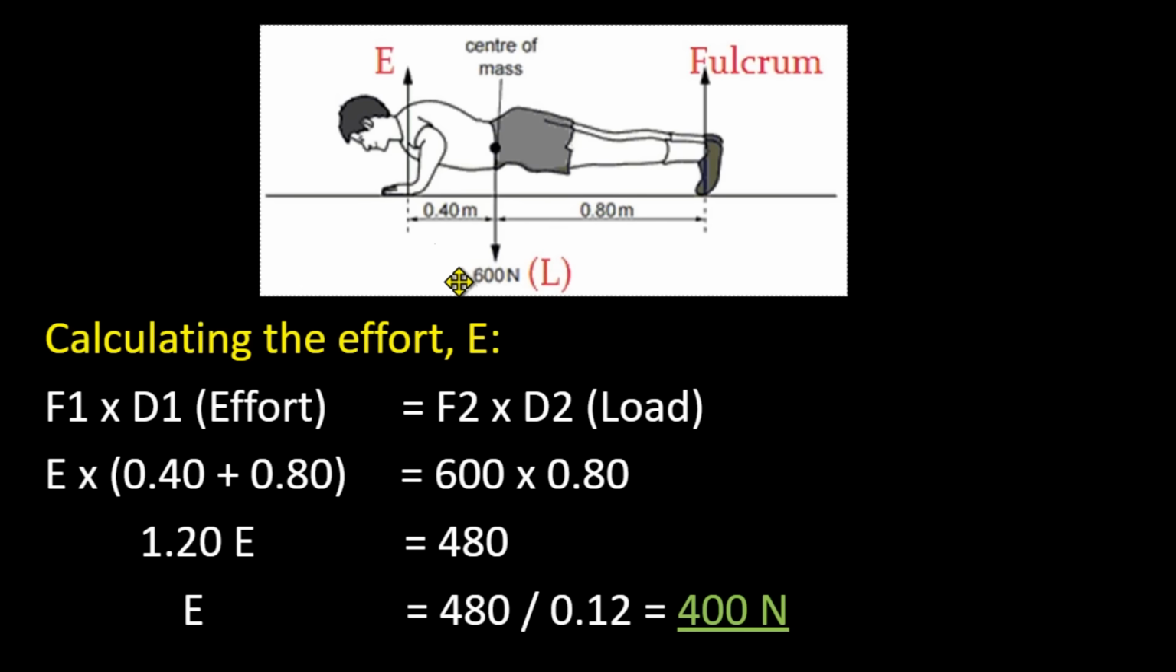The moment created by his own body weight is going to be 600 newtons times the distance from the fulcrum, which is going to be 0.8. So that's going to be 600 times 0.8, and that's going to be 480. When we work it out, E is going to be equal to 400 newtons. Feel free to pause the video at any time to work out these problems.